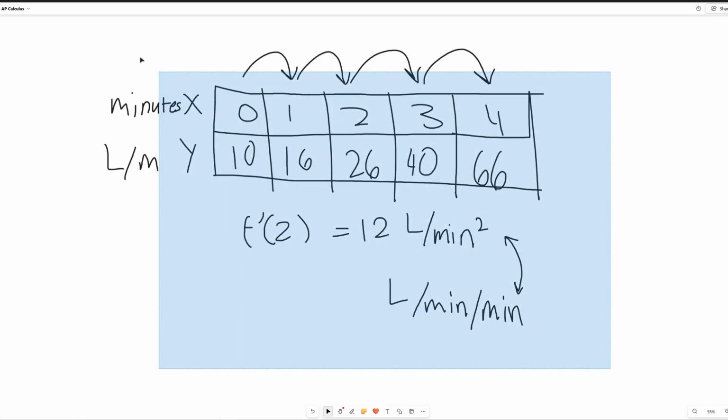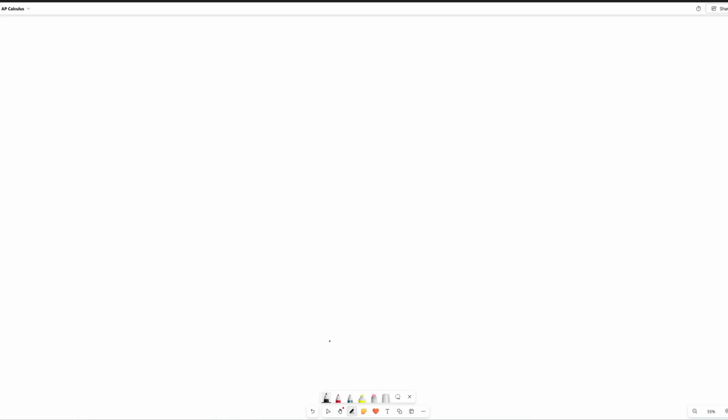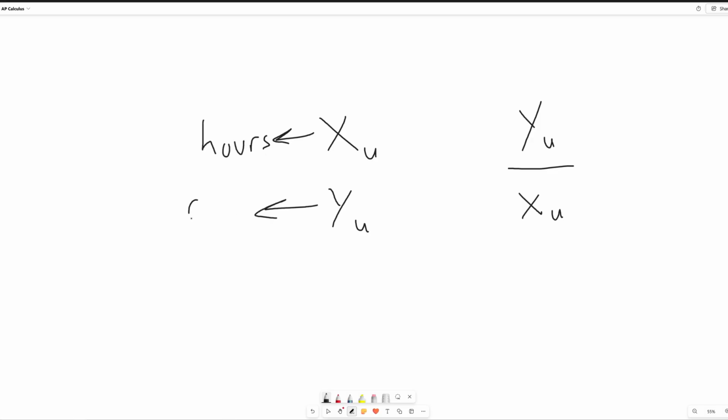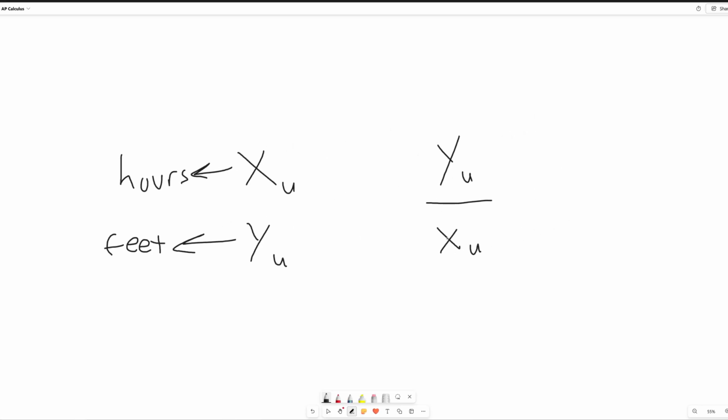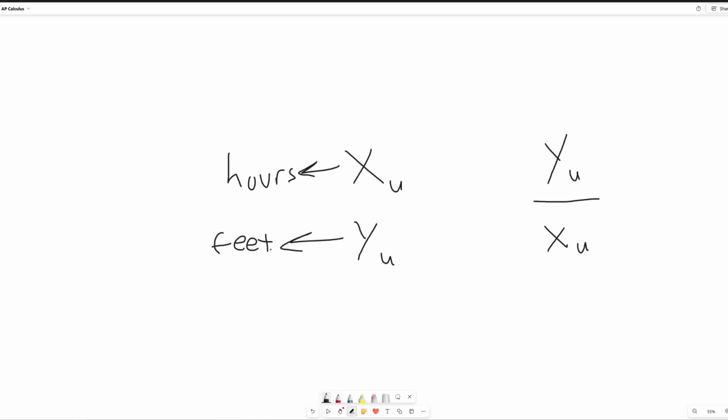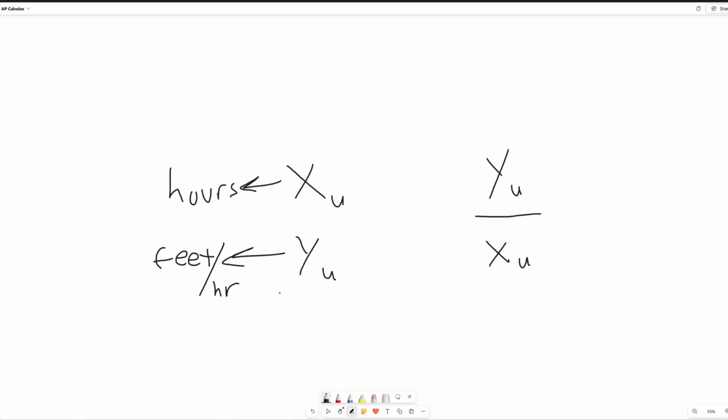So, the units of any given table or function, when you take the derivative over and over: if you have the units of your x and the units of your y, if you take the derivative, it's just the units of your y over the units of your x. So if x is in hours and y is in feet, then your derivative is feet per hour. If y is feet per hour, then you have feet per hour squared.